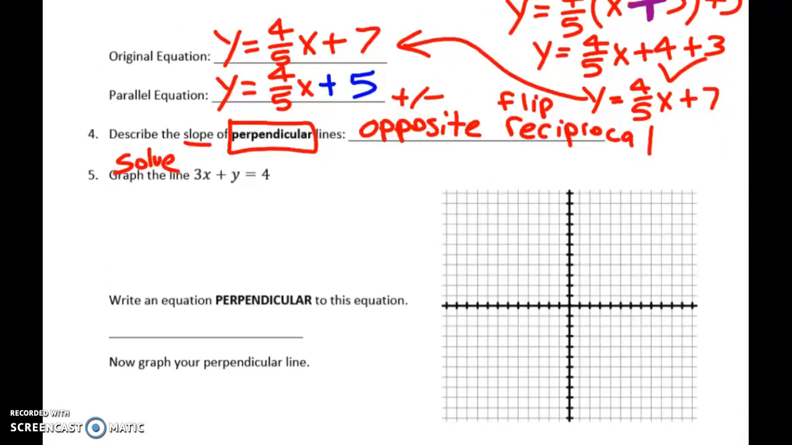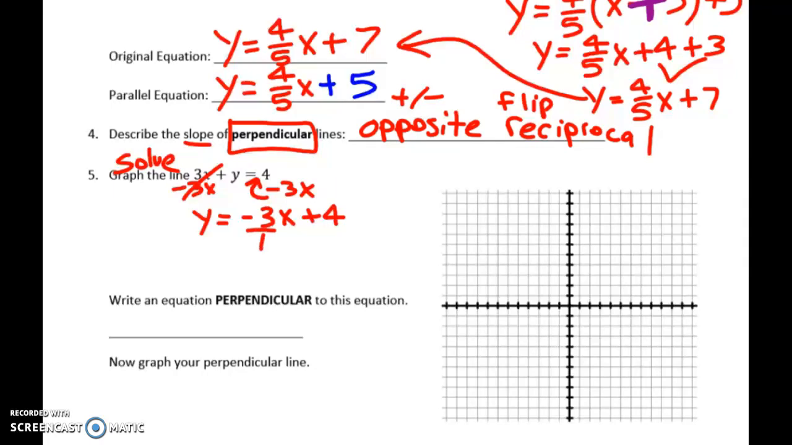So let's do that. To get rid of a 3x, I subtract 3x. Don't forget to put this little arrow here. You don't combine those numbers, right? These cancel out. Y equals negative 3x plus 4, because that 4 was positive. Now, that negative 3 in front of x is over 1, right? Because it's a whole number.